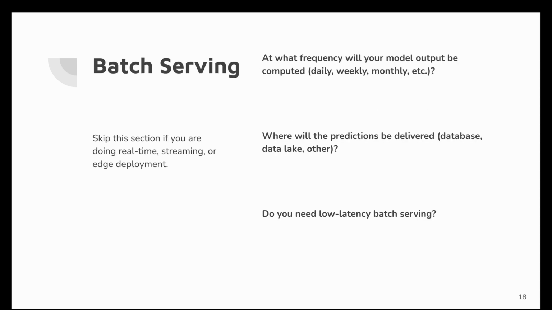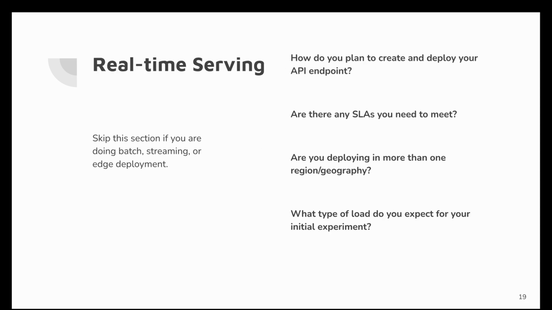If you're doing batch serving, at what frequency will your model output be computed? Where will the predictions be delivered? Do you need low latency serving? If you're doing real-time serving, how do you plan to create and deploy your API endpoint? Are there any SLAs that you need to meet? Are you deploying in more than one region or geography? What type of workload do you expect for your initial experiment?